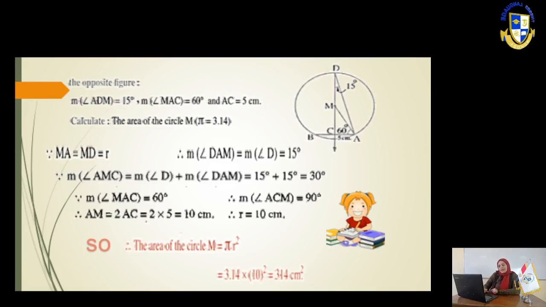Also, we can calculate the area of the circle, which is pi r squared. 3.14 times 10 to the power 2 equals 314 centimeters squared. Let's move to slide number 5.